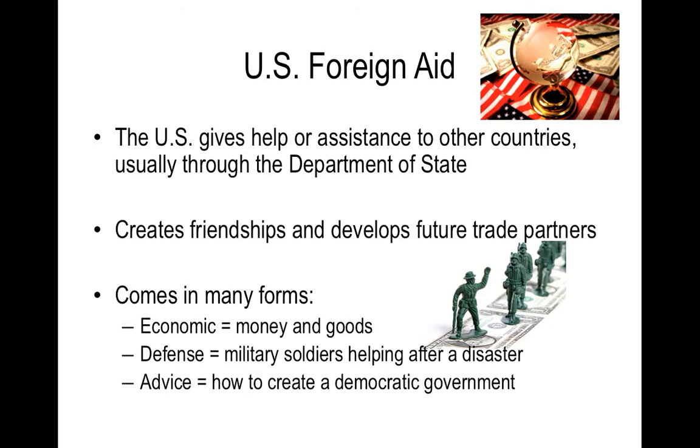And the third form of foreign aid is through advice. That is basically the United States helping out other governments to set up a democracy. And as you know, that's one of the foreign policy main goals. So now, what do we do if a country isn't doing what the United States wants? That's through sanctions.